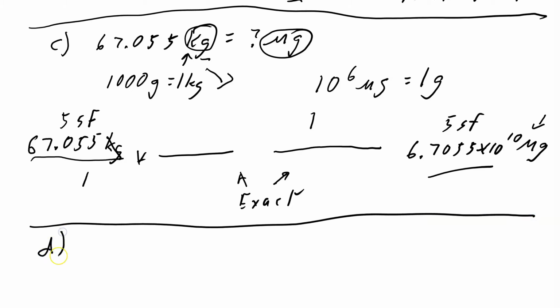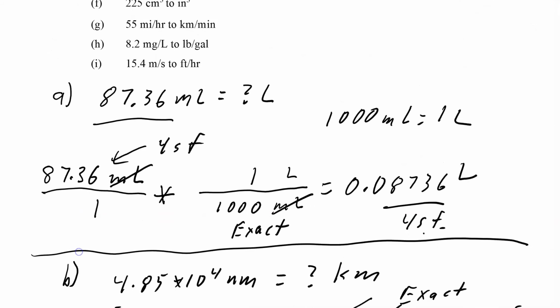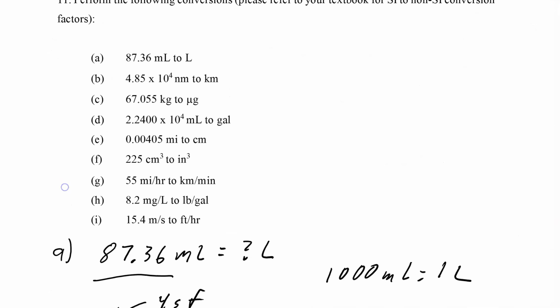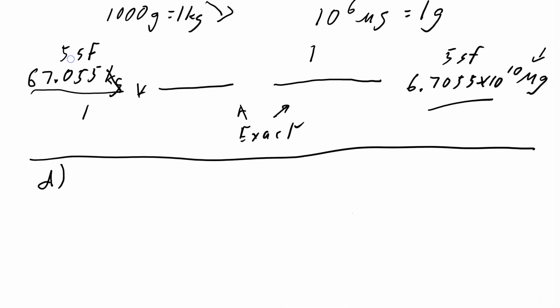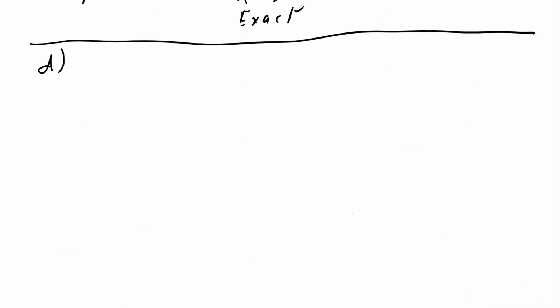So let's write our D here and scroll up and see what question D is asking us. Question D, 2.2400 times 10 to the 4th milliliters to gallons. So that's our measurement given. This is a volume conversion between the metric and English system. We are given 2.2400 times 10 to the 4th milliliters. And the question is, how many gallons is that?